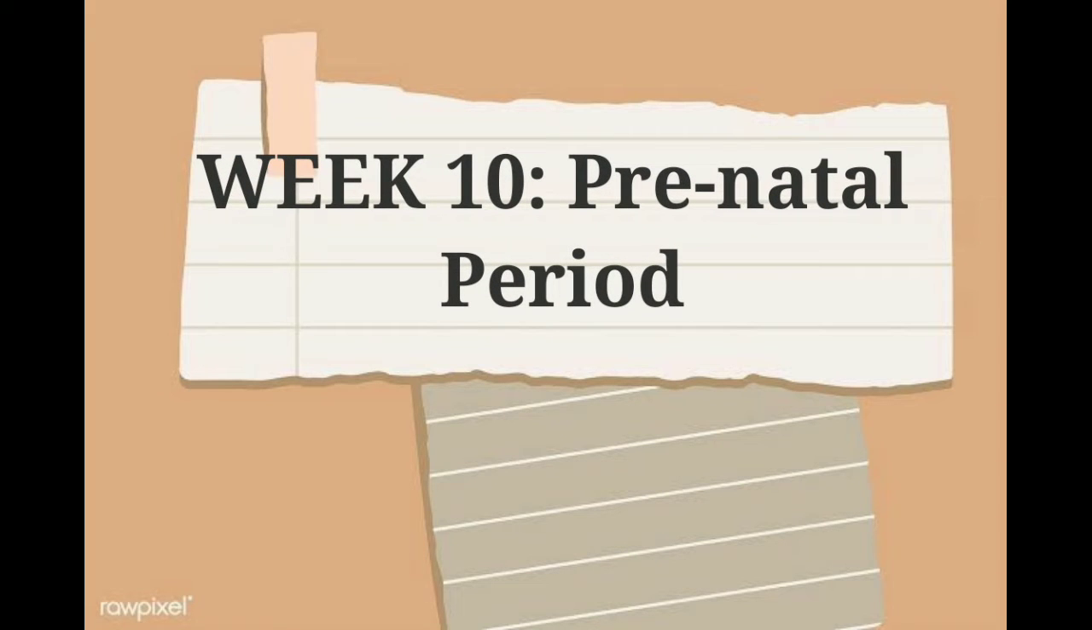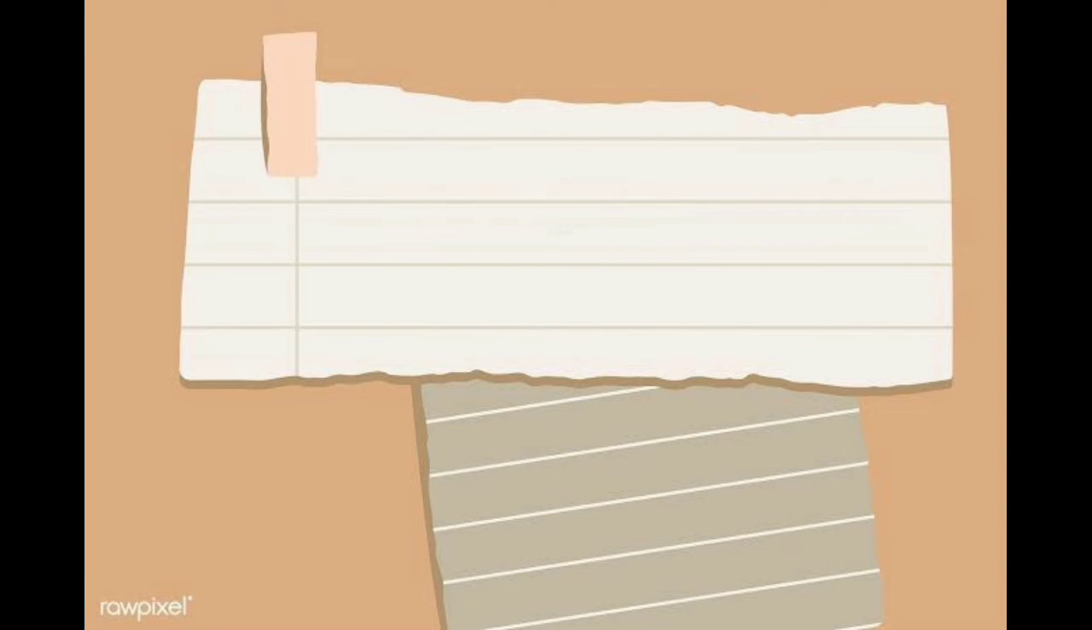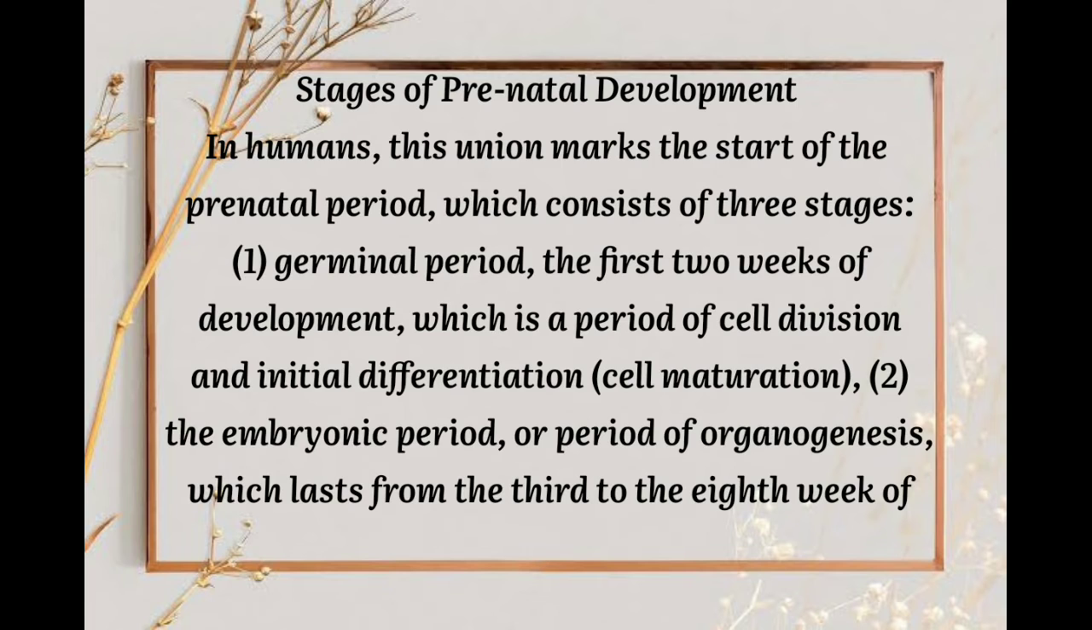Week 10, Prenatal Period. Stages of prenatal period development. In humans, this union marks the start of the prenatal period, which consists of 3 stages. First, the germinal period, the first 2 weeks of development, which is a period of cell division and initial differentiation, or cell maturation. Second, the embryonic period, or period of organogenesis, which lasts from the 3rd to the 8th week of development.